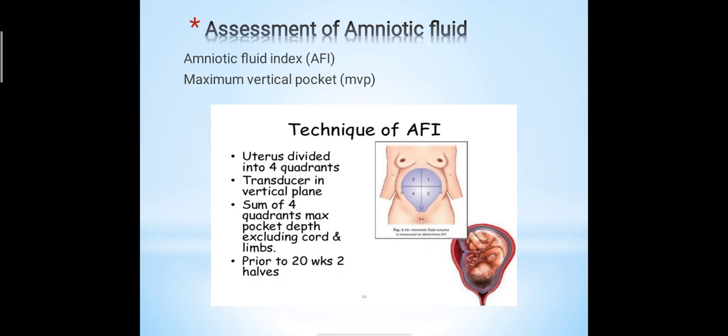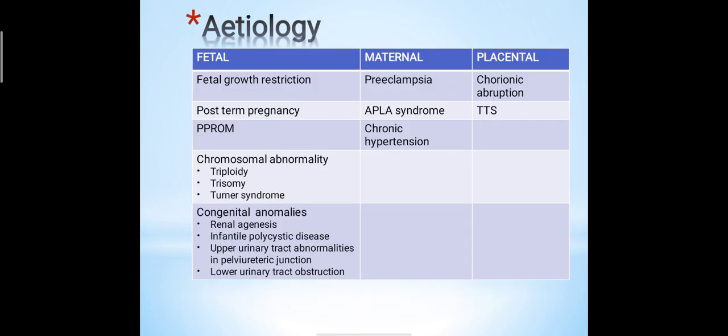So we discuss the etiology. What are the etiologies of oligohydramnios? It could be fetal, maternal, placental or drugs. The fetal causes are fetal growth restriction. What happens here? There is shunting of blood to brain and heart, so there is reduced renal perfusion and it causes oliguria and oligohydramnios. Post-term pregnancy.